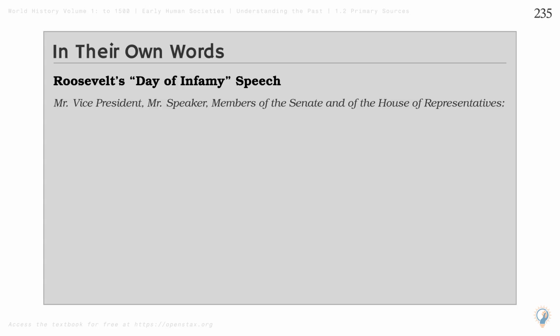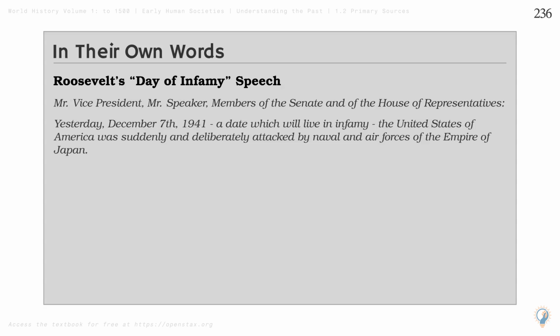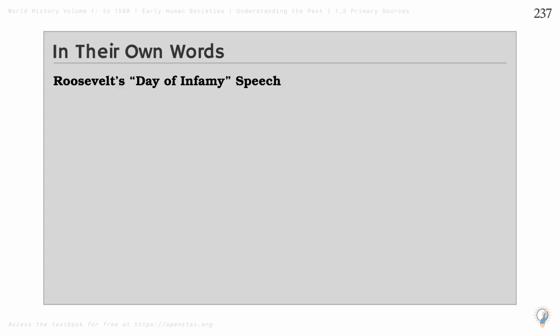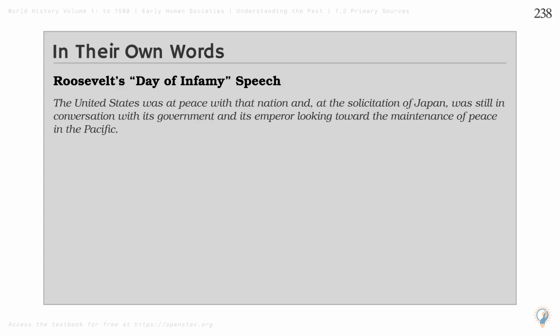Mr. Vice President, Mr. Speaker, members of the Senate and of the House of Representatives. Yesterday, December 7, 1941, a date which will live in infamy, the United States of America was suddenly and deliberately attacked by naval and air forces of the Empire of Japan. The United States was at peace with that nation and, at the solicitation of Japan, was still in conversation with its government and its emperor looking toward the maintenance of peace in the Pacific.